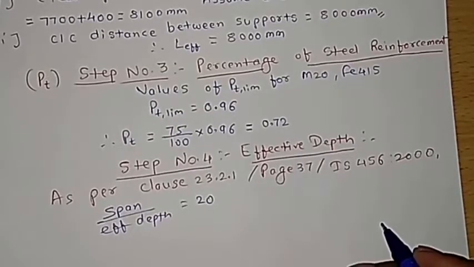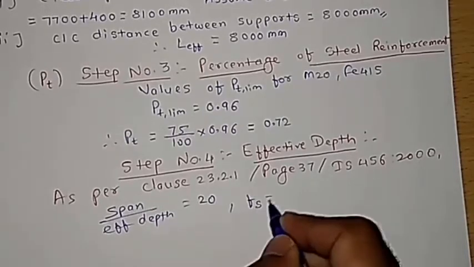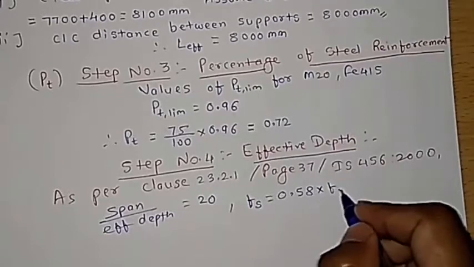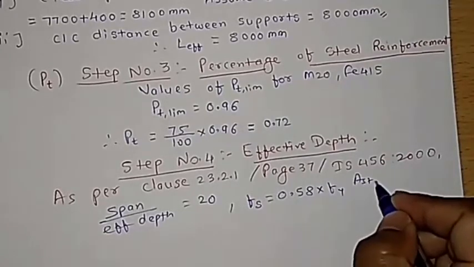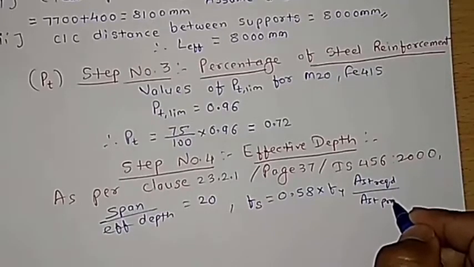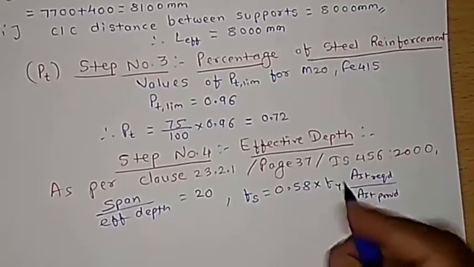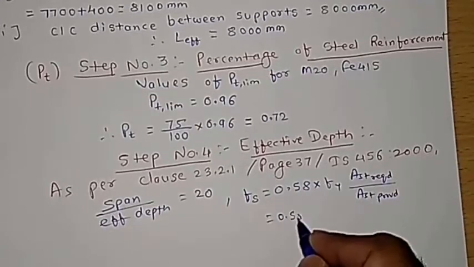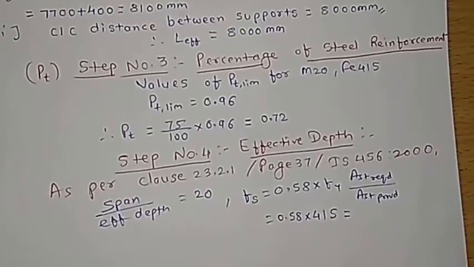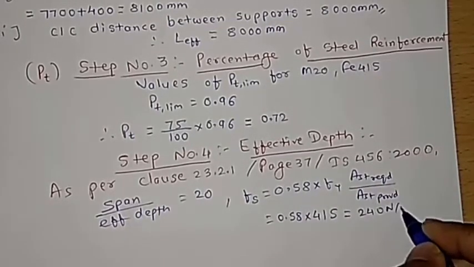So for the modification factor, first of all we just need to calculate Fs, which is equal to 0.58 into Fy into AST required divided by AST provided. If we just consider this ratio as 1, you will get 0.58 multiplied by 415. Now if you solve, you will get around 240 Newton per mm square.